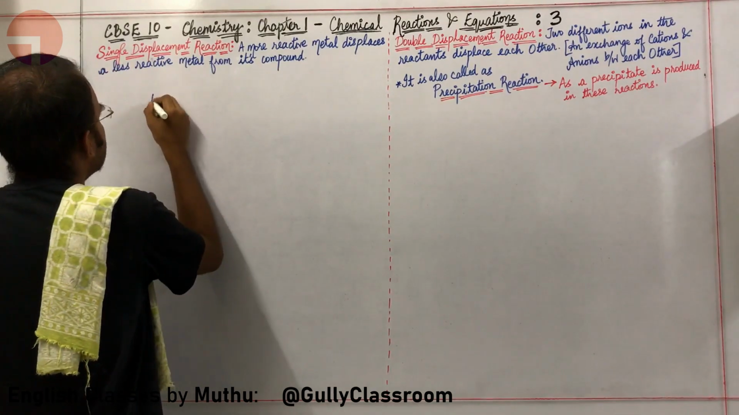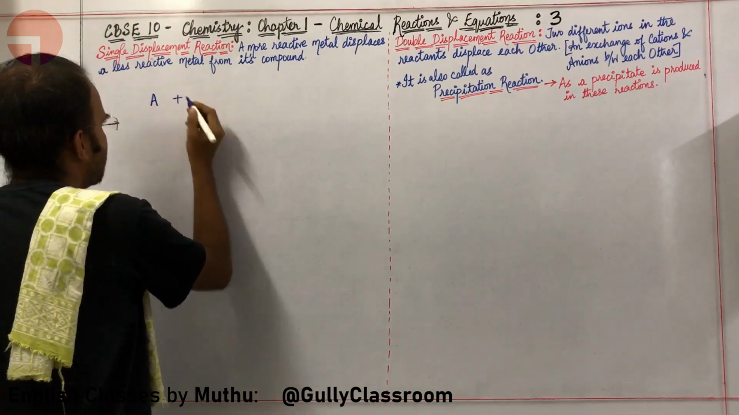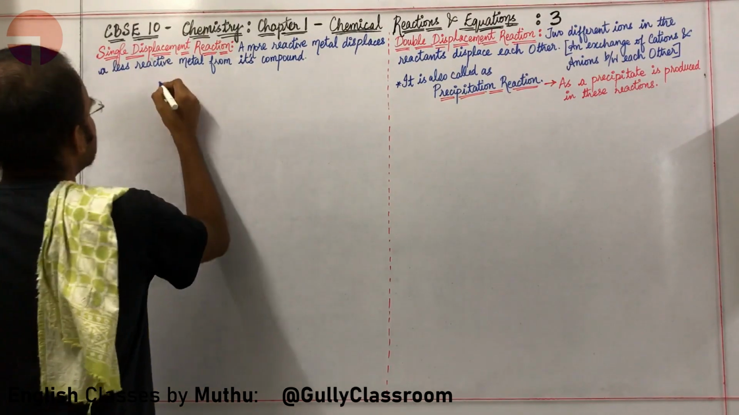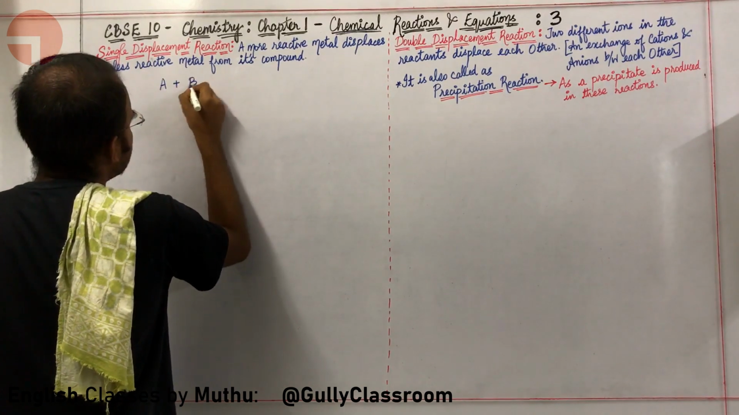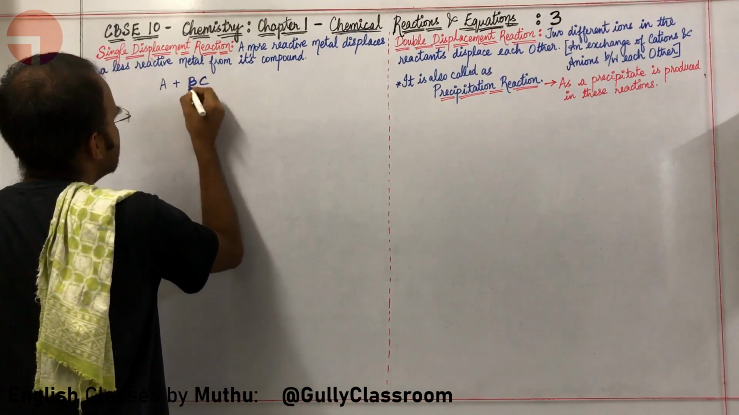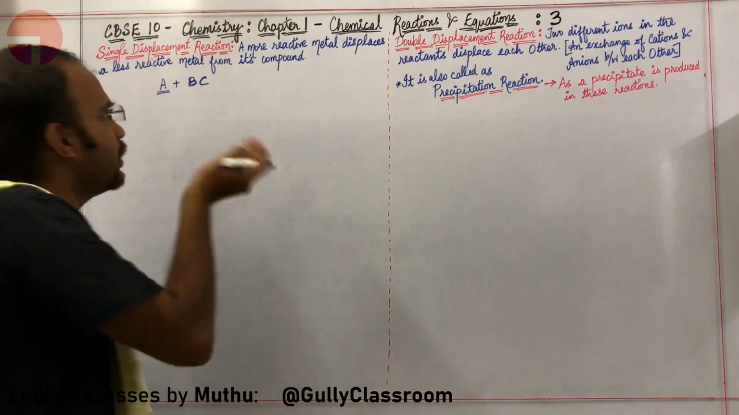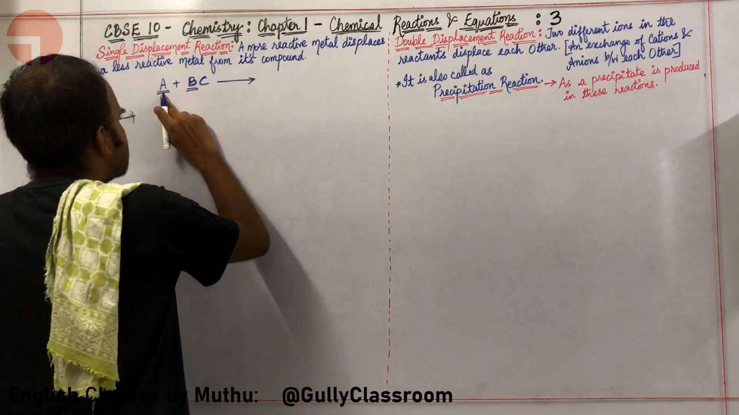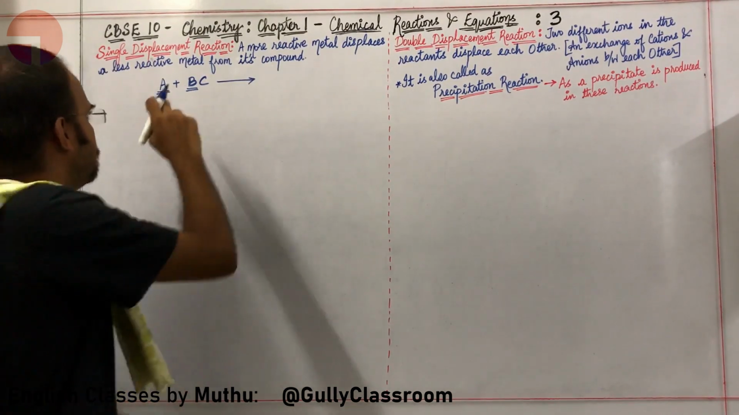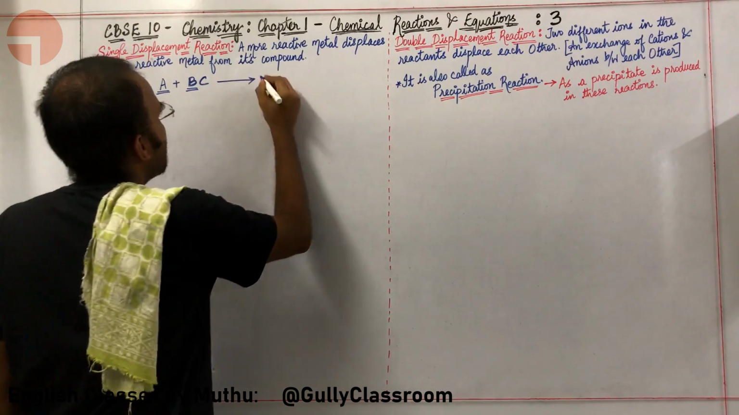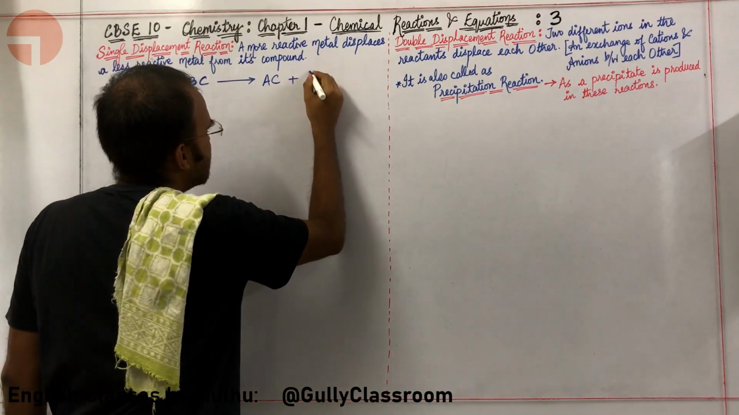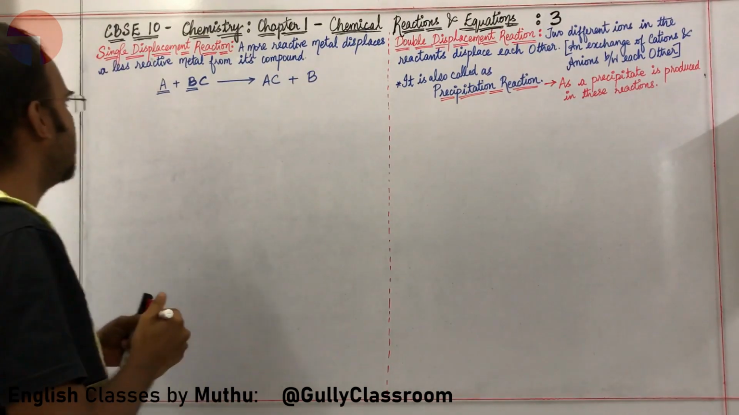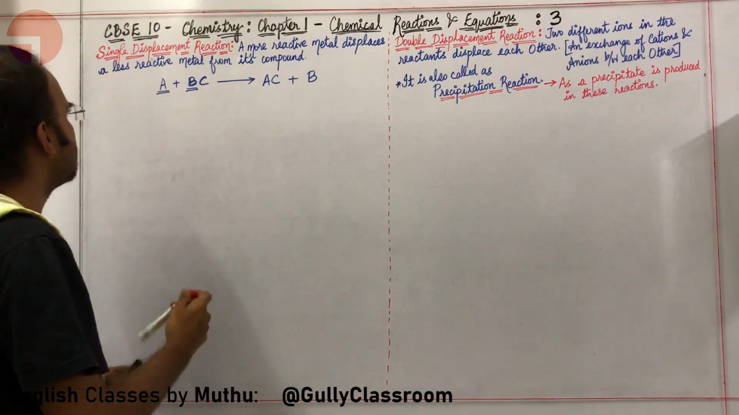Kanna, let us say A is a metal. This metal A is coming and reacting with a compound BC. Now A is more reactive than B. So what is A doing? A is coming here, fighting with B and displacing B and forming the compound AC. B is sent outside. Are you able to understand what is happening here?